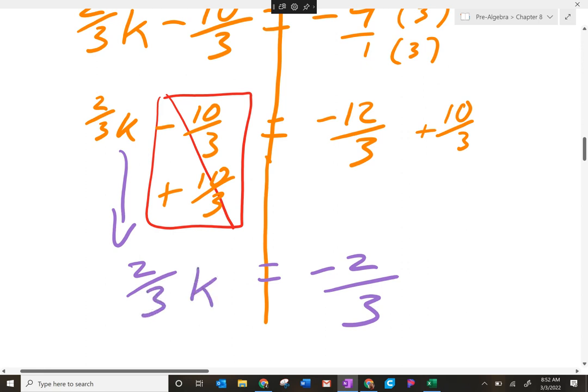k equals negative 2 over 3. Okay, here's where you're thinking about doing that reciprocal, right? I can tell inside your heart. Because I said I'm going to go the long way about this one, I'm going to go one step at a time. On the left-hand side, it's being divided by 3. So I'm going to multiply both sides by 3.